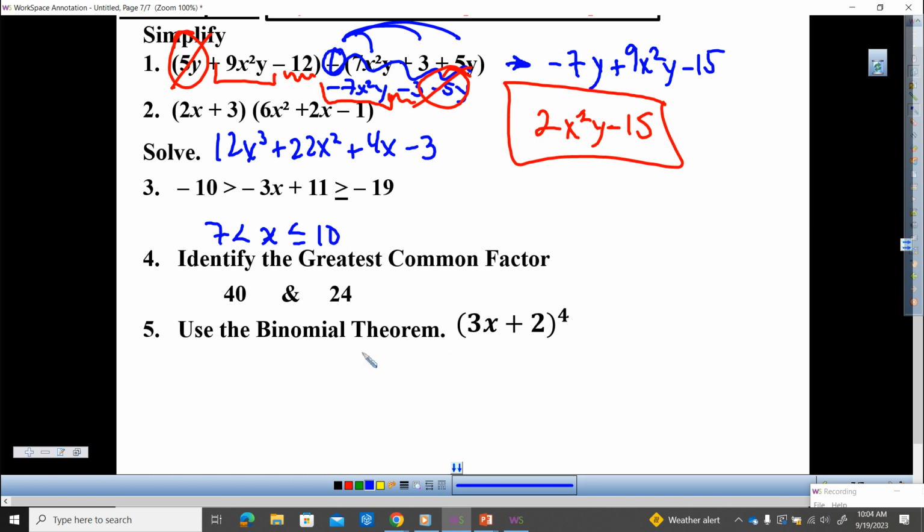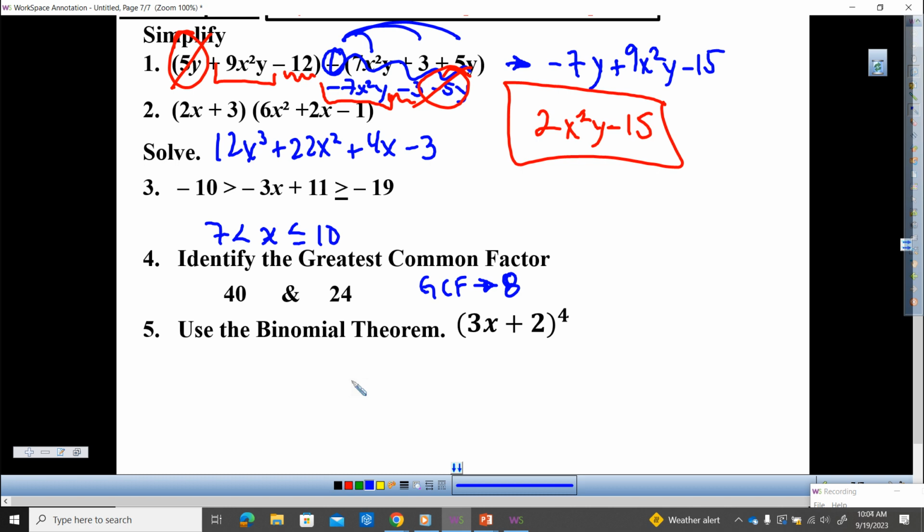Woo-wee. Number 4, GCF. Let's see. Emily, Maya, Jaden, Trinity. Brandon, Felix, GCF for 40 and 24. Have you got 8? That is correct. Man, that's like 4 in a row. Let's go. A little heavy?